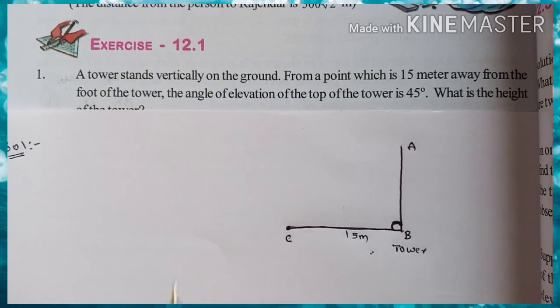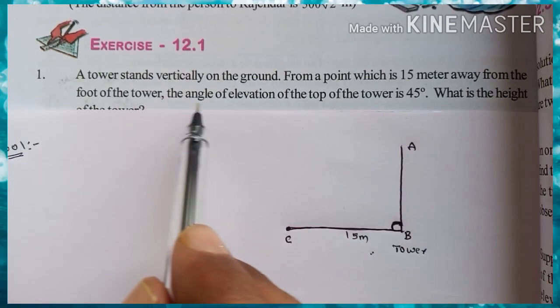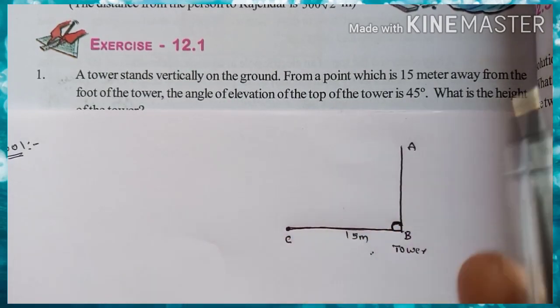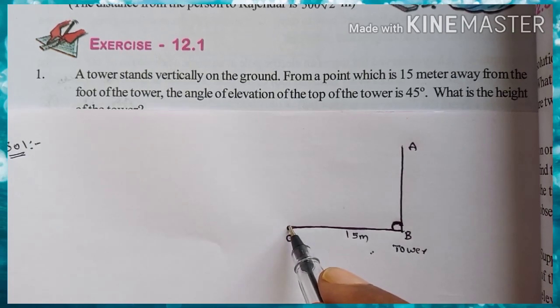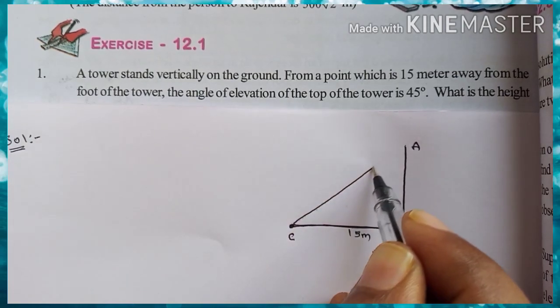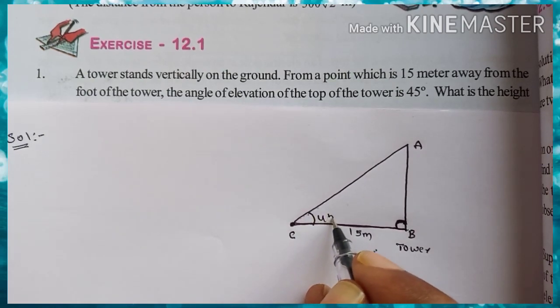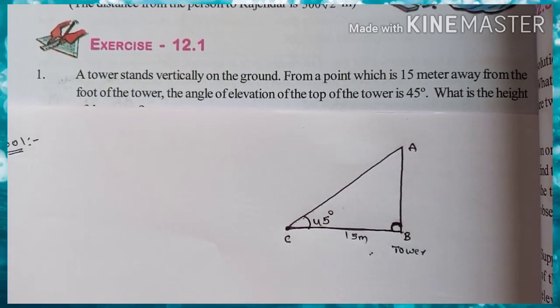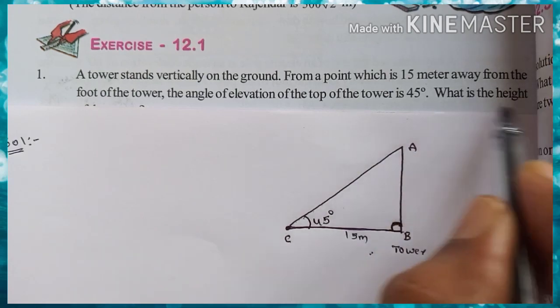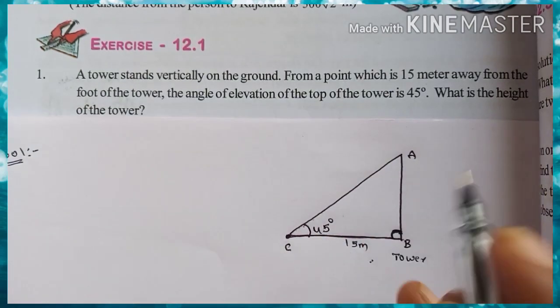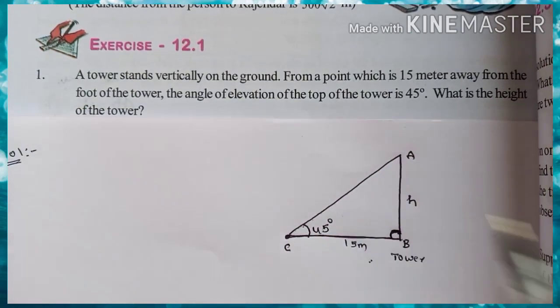Now the angle of elevation of the top of the tower is 45 degrees. From here, angle of elevation means you are seeing the top of the tower, which makes an angle equal to 45 degrees. We have to find the height of the tower. What is the height of the tower? Call it h. What ratio can you apply? Let's see.